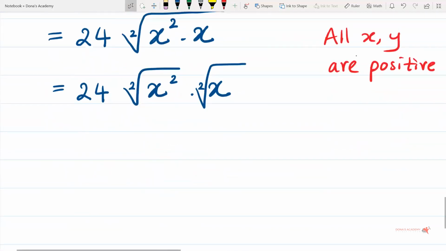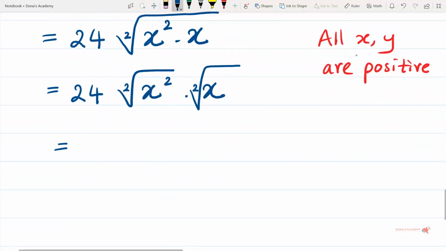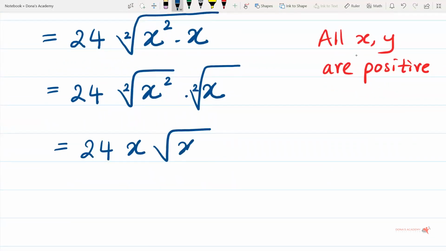Alright, then what is this? This is the same as x times the square root of x. It doesn't matter if you write 2 or not here. If there is nothing, then that means square root, okay? So is it simplified now? Yes, because this is 2 here and this is 1, so simplified. Alright, so this is the radical simplified version.